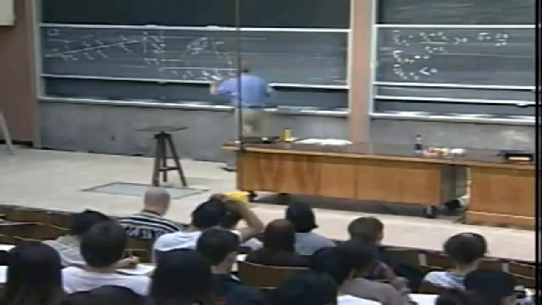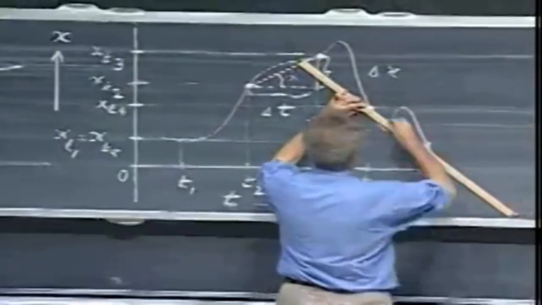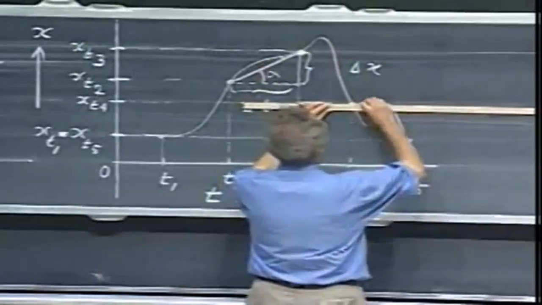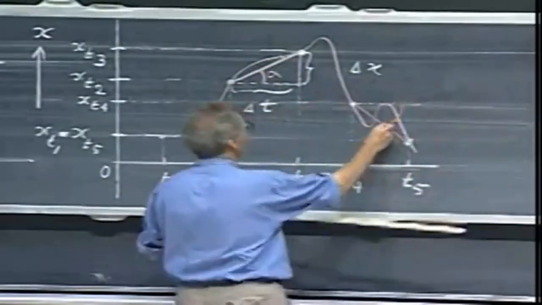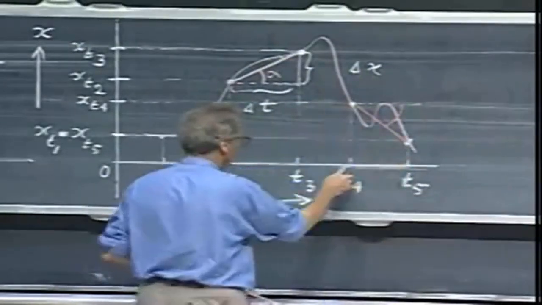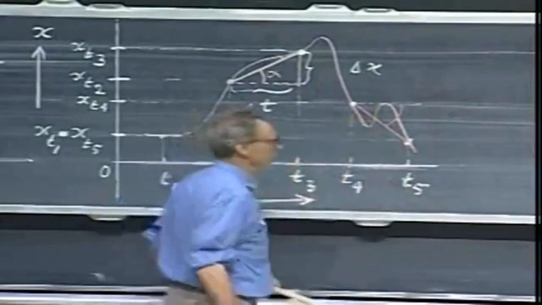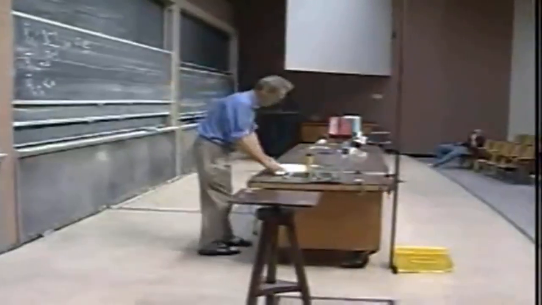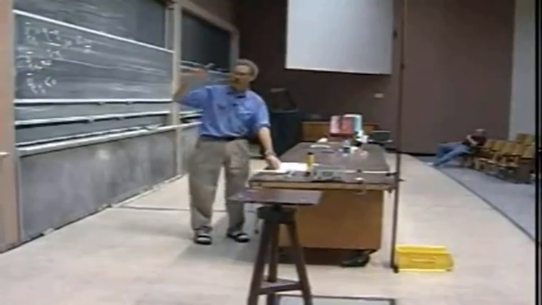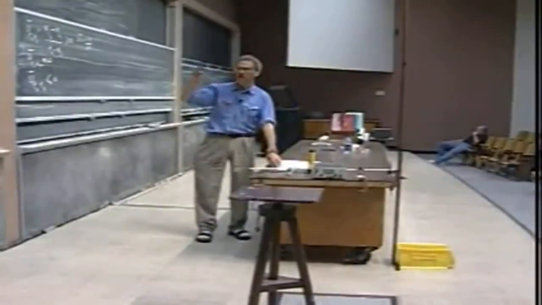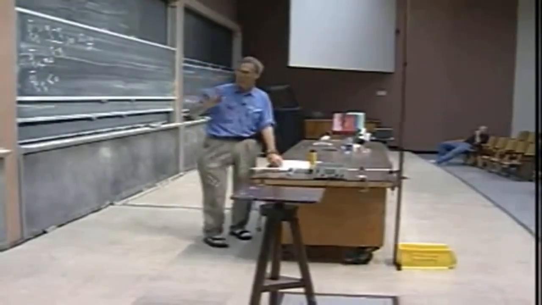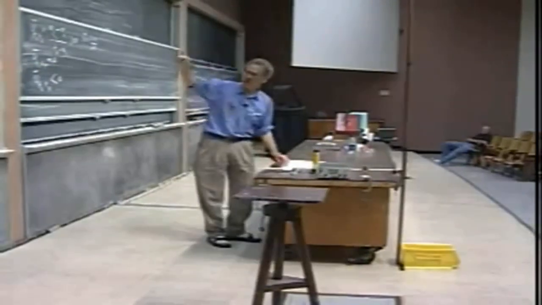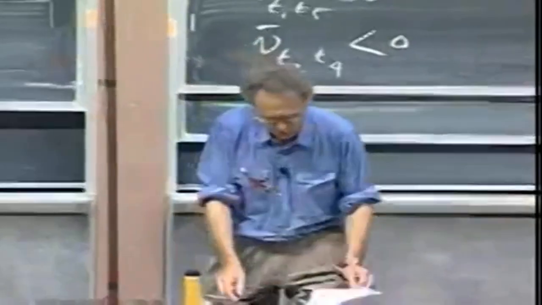For instance, between t4 and t5, if I draw this line, then this angle here is negative, and so the average velocity between t4 and t5 is now negative. Again, if I had changed the 0 point, you would have found the same values for the average velocity. The only difference would have been the position of the curve in that plot.